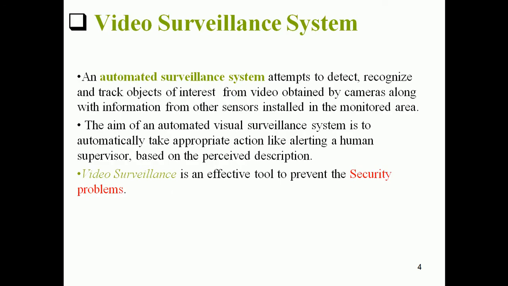Video surveillance system. An automated surveillance system attempts to detect, recognize, and track objects of interest from video obtained by cameras along with information from other sensors installed in the monitored area. The aim of an automated visual surveillance system is to automatically take appropriate action, like alerting a human supervisor, based on the perceived description. It is an effective tool to prevent security problems.